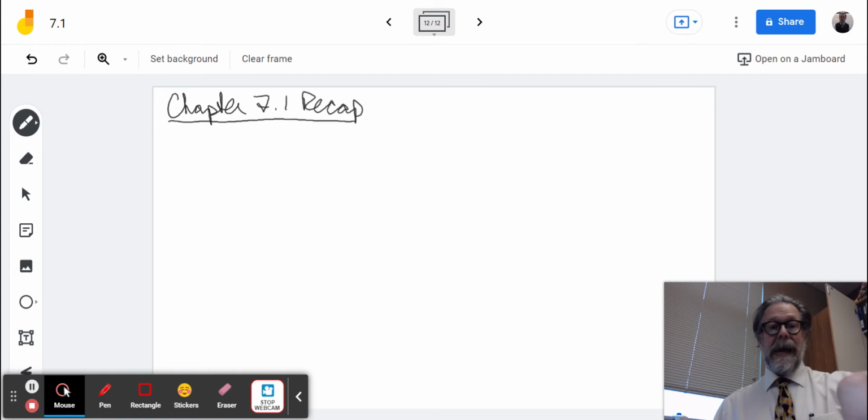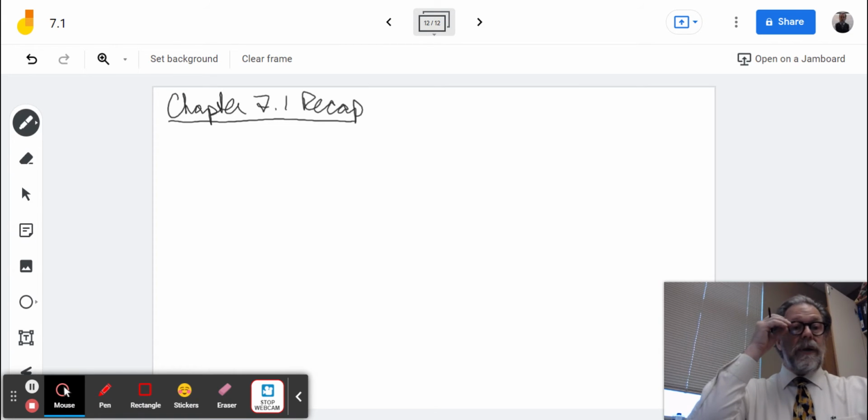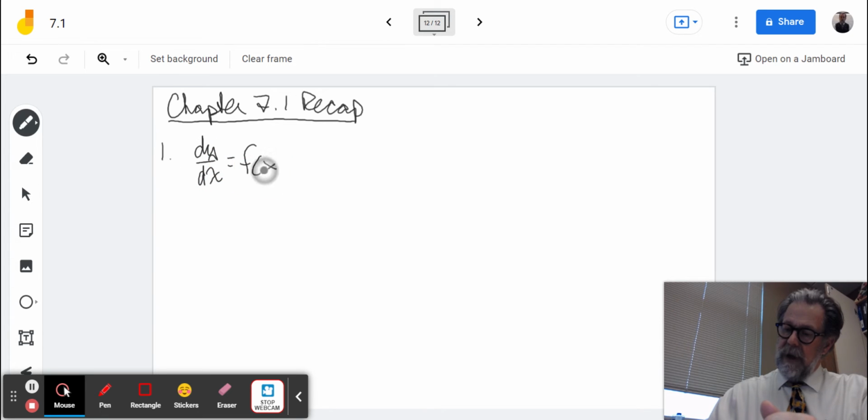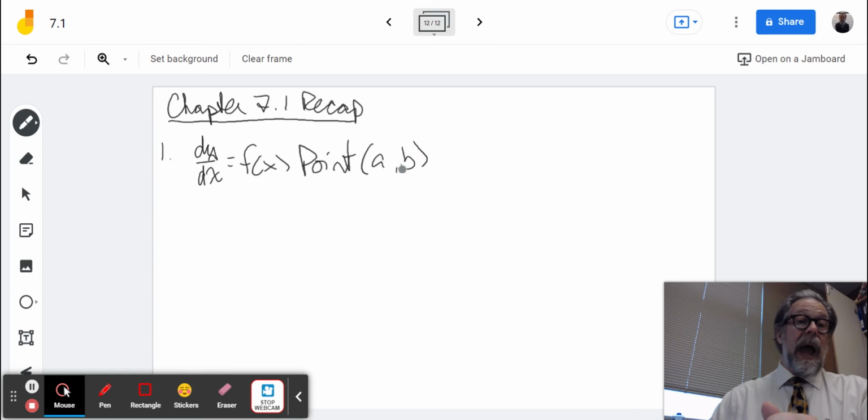All right, welcome back. Quick recap of what we talked about in 7.1, which was the chapter on differential equations and slope fields. So the first thing we talked about was given a differential equation, dy/dx equals some function of x, and given a point, or possibly given a point (a, b), how could we find a general solution?